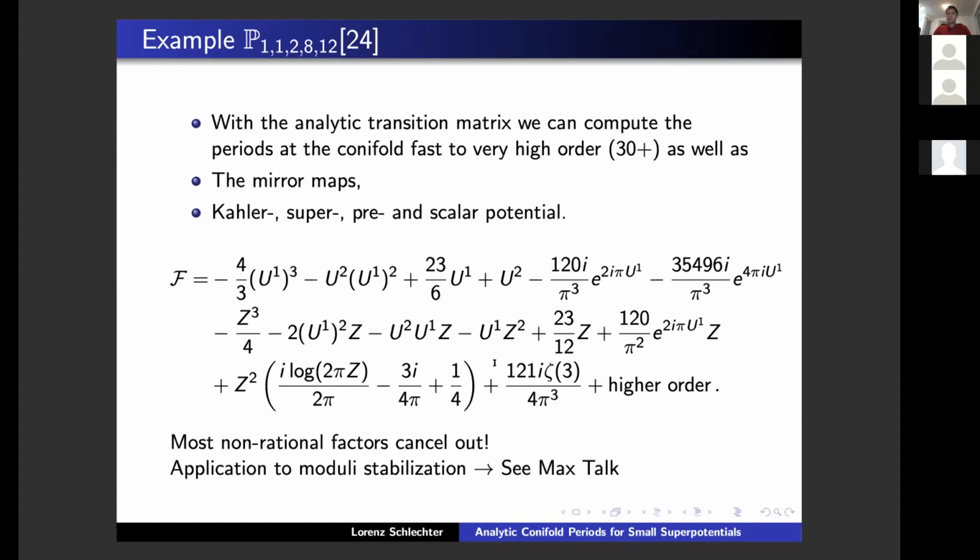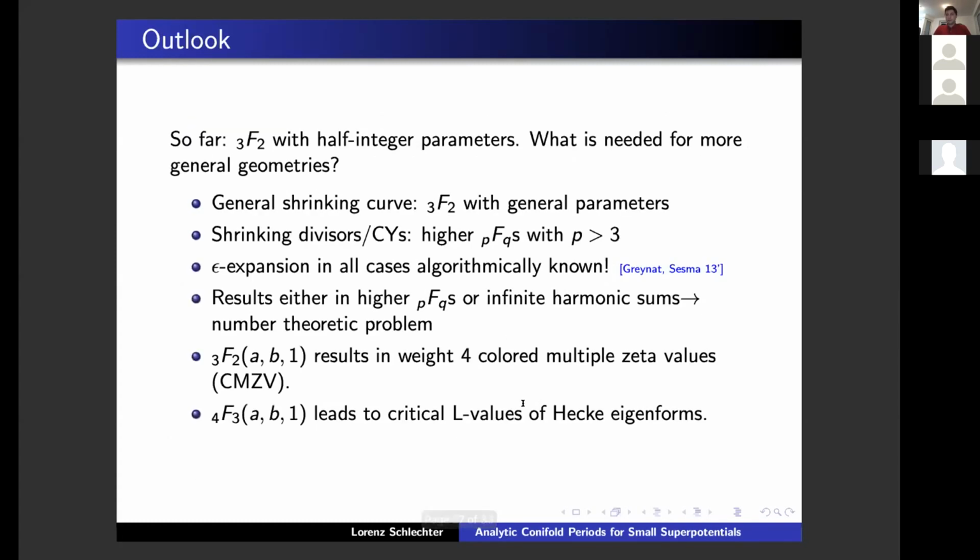Also notice most of these non-rationalities we had in the transition matrix, like all these logs and so on, cancel out. The only non-rational terms which are still remaining are in the quadratic coefficient of the conifold modulus, here denoted by Z, and of course the theta-free correction, which already was there at the large complex structure point. So here, I'm not going on about the phenomenology. I'm going to comment a bit on what we would need to generalize this method to higher geometries.